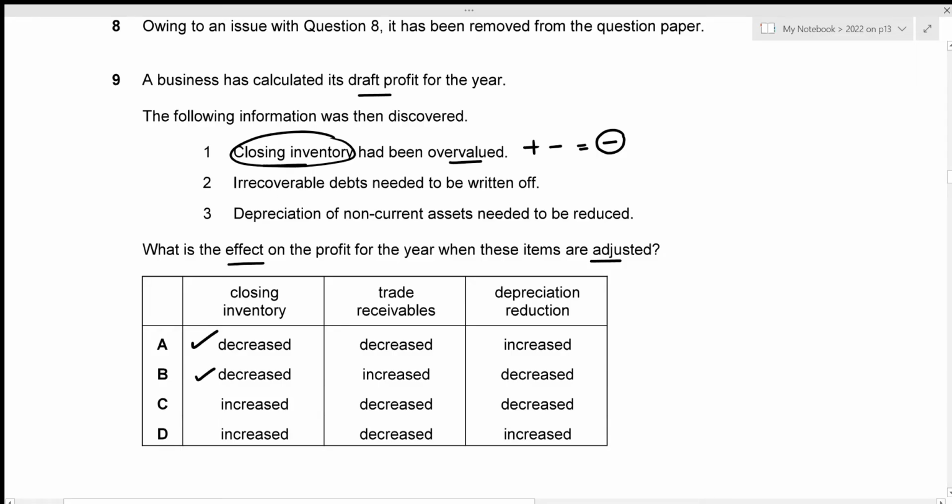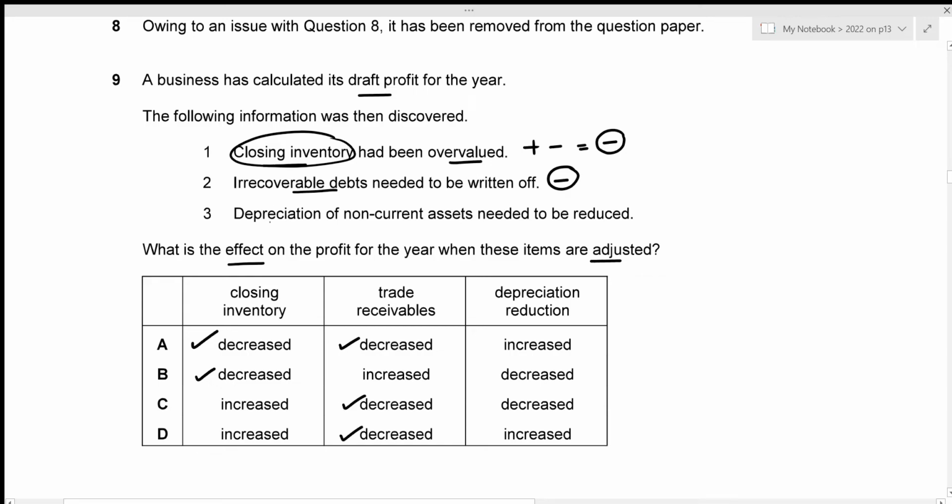Then we have irrecoverable debts, which needed to be written off. And remember that irrecoverable debts are treated as an expense when trying to figure out our profit. So this just means that we need to reduce it. And while reducing additional expenses, our profit for the year will also decrease. And that is given in option A, option C, and option D.